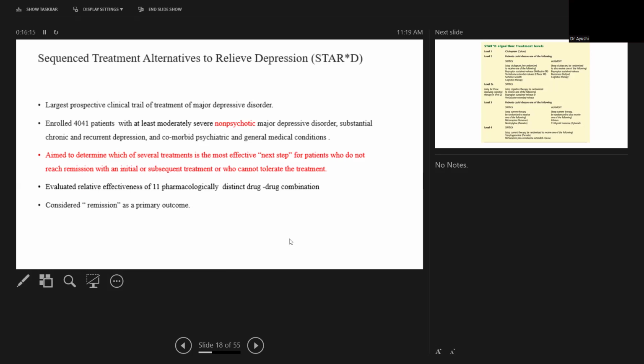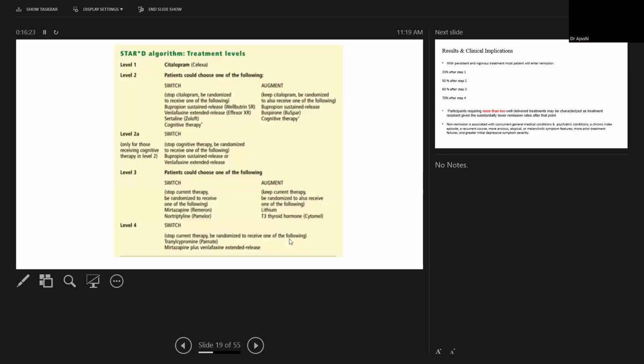So they have evaluated the effectiveness of 11 pharmacologically distinct drugs, and they considered remission as the primary outcome. So this trial was conducted at 4 levels: level 1, 2, 3, and 4. At level 1, the patients were given citalopram, and after 12 weeks, if the patient responded, then they were taken for follow-up for the next 1 year.